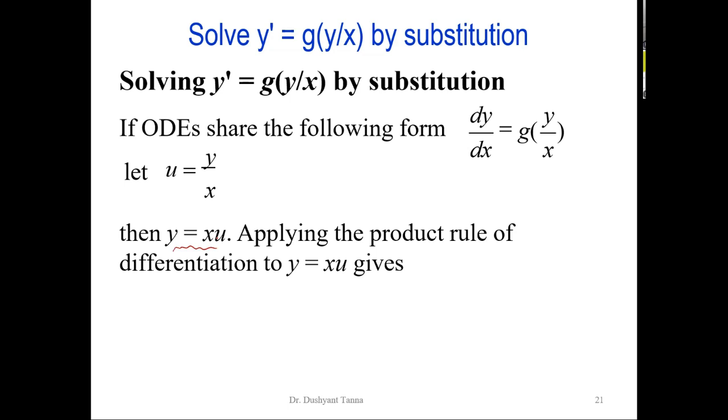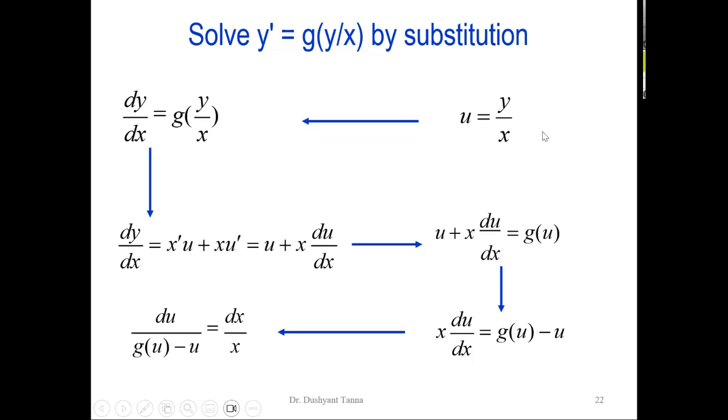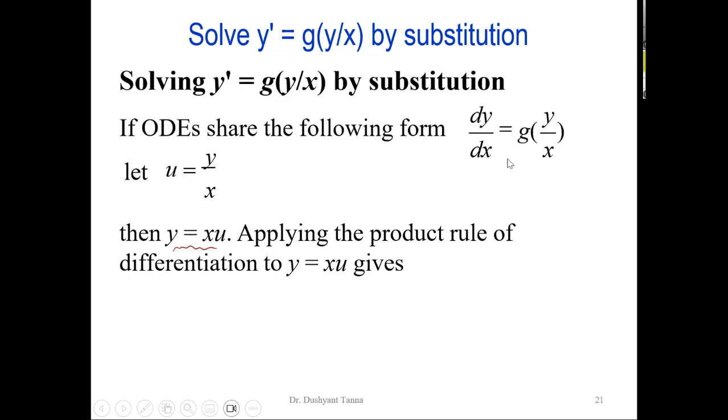So let's look at how it will go. You will replace, first of all, u is equal to y on x. So when you look at that, what will happen? dy by dx will be g of u. So you've got y, x, and u. So we are making it complex, and that's not a good way. So what we will do: u is equal to y on x, that means y is equal to x times u.